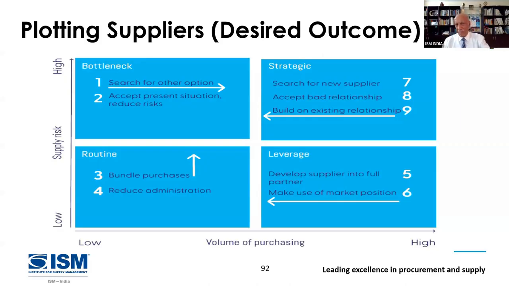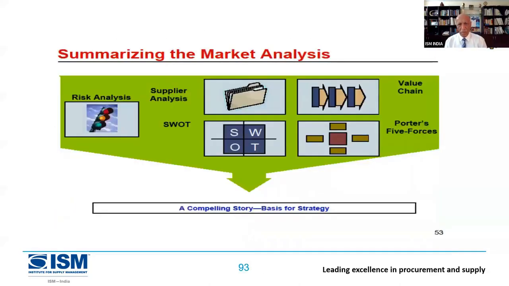These items are catalog items. I'm sure some items of yours could go into the catalog category. You could bundle the purchases and reduce the administration. If it's an e-catalog, you can just buy. So to summarize: we have SWOT analysis, 4 to 5 forces, value chain, and supplier analysis.